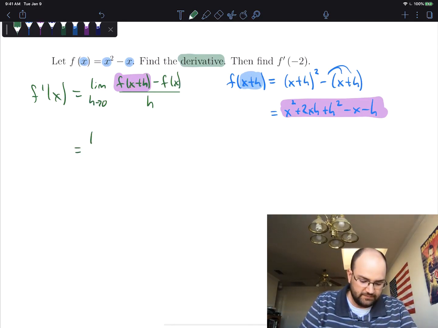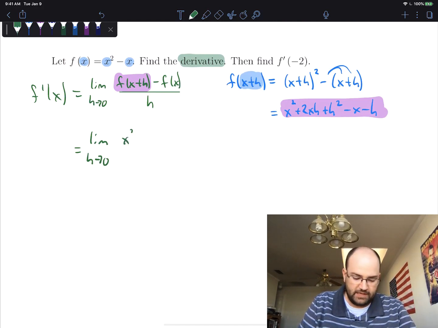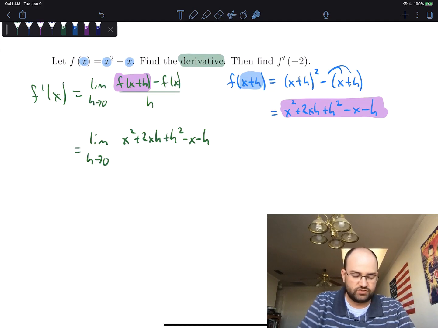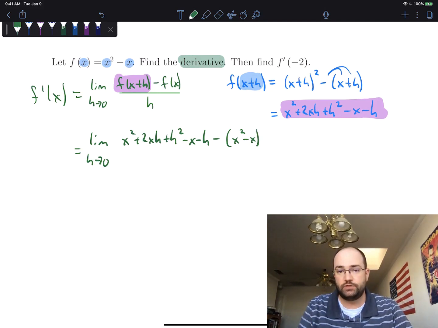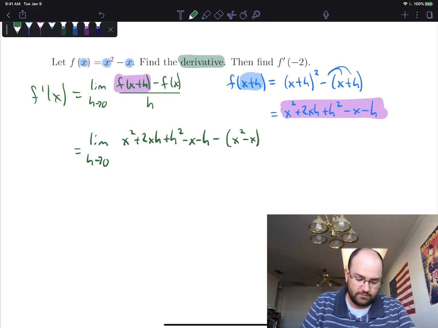Now that we know that, replace all of this with f of x plus h. So this is going to give us the limit as h goes to 0 of x squared plus 2xh plus h squared, and then minus x minus h. All of that is just the f of x plus h. Now we need to subtract off the original x squared minus x. Now the entire thing we need to subtract off, not just the x squared.